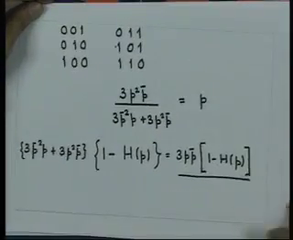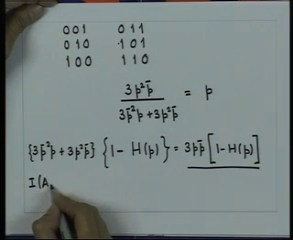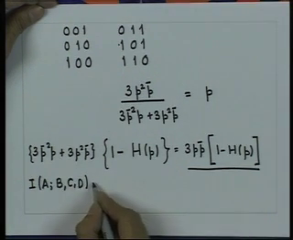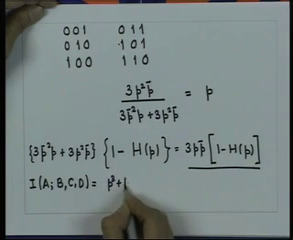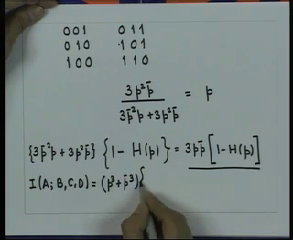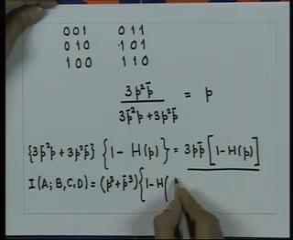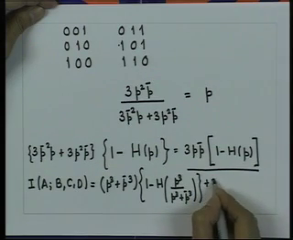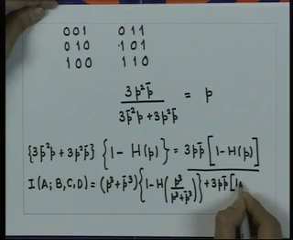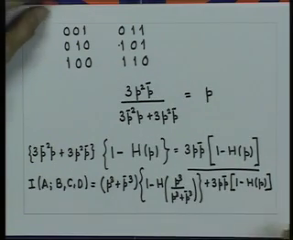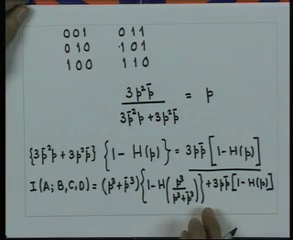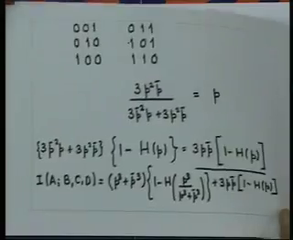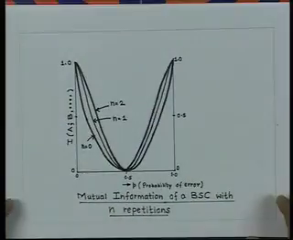Therefore, the total information which we get between A and B C D is given by p cube plus p bar cube multiplied by 1 minus h of p cube upon p cube plus p bar cube, plus 3 p p bar times 1 minus h of p. We can plot mutual information versus probability of error for different cases, and if we do this we get this result.